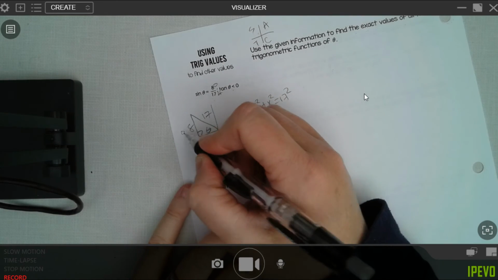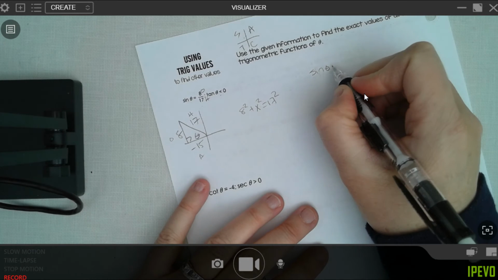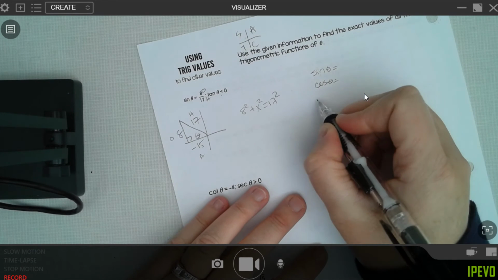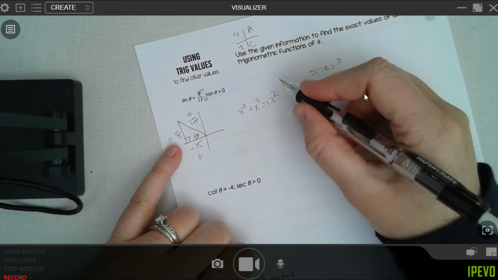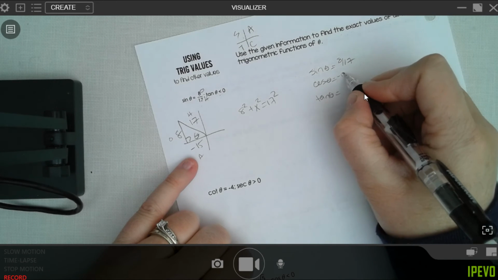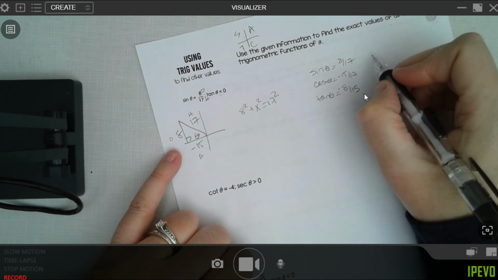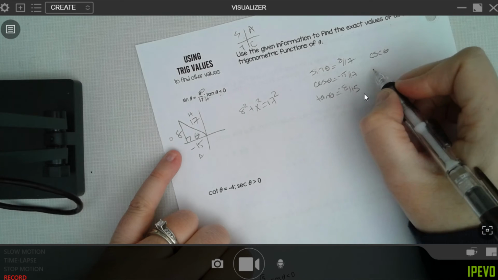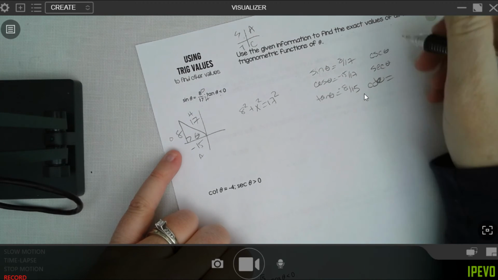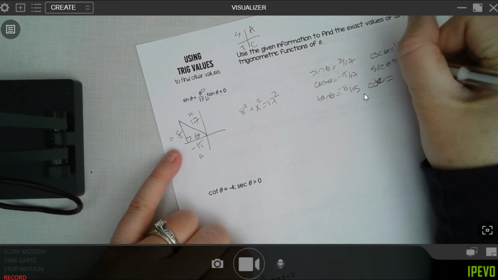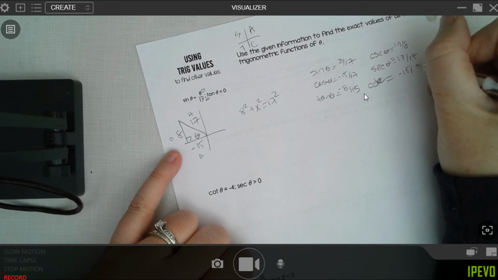Now we have the opposite, adjacent, and hypotenuse, and you need to write out your trig functions. So sine, cosine, and tangent. Sine would be 8 over 17. Cosine's negative 15 over 17. Tangent would be negative 8 over 15. And then just flip them for your other 3 over here, the reciprocals of those: cosecant 17/8, secant negative 17/15, and cotangent negative 15/8. Make sure you put equals everything I'm doing.